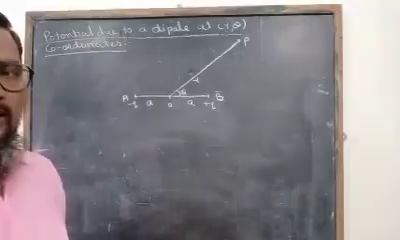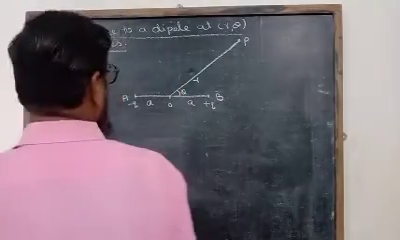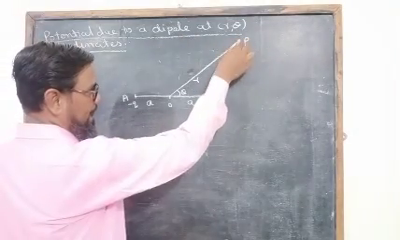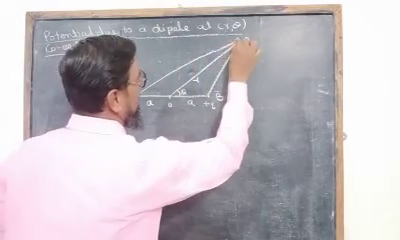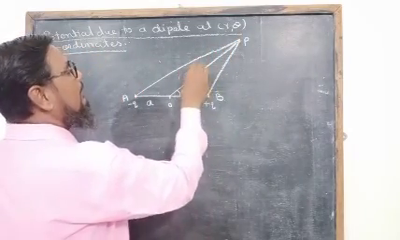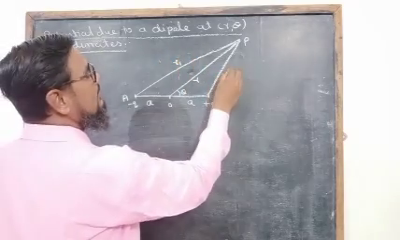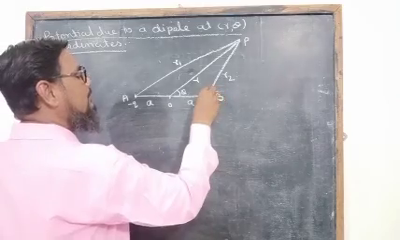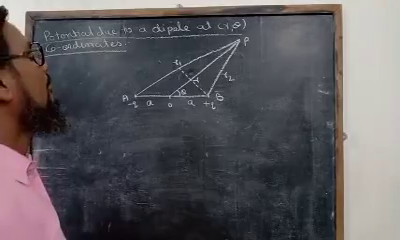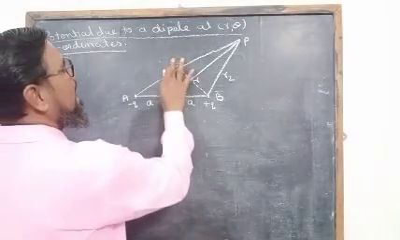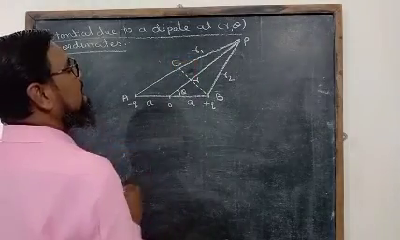Here we have to calculate the electrostatic potential. For the purpose we join PA and PB. This is PA and this is PB, and let this distance be R1 and this distance be R2, and now we draw a perpendicular line from point B on AP. Let this be point C.